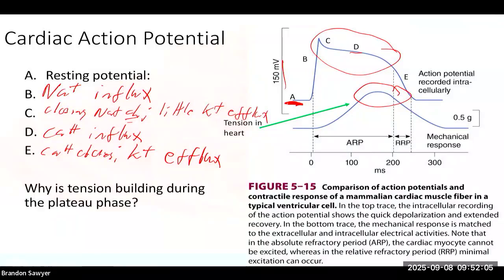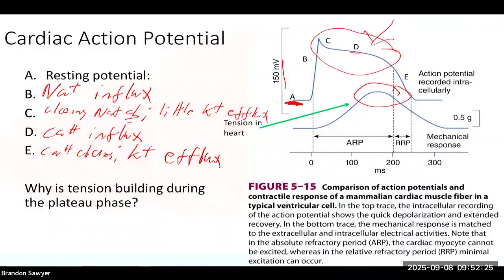Did anybody else have another thought? Yeah, go ahead. It's all of the shortening. Okay, the actin and the myosin, absolutely. And the reason that it's building more is because calcium's coming in, right?